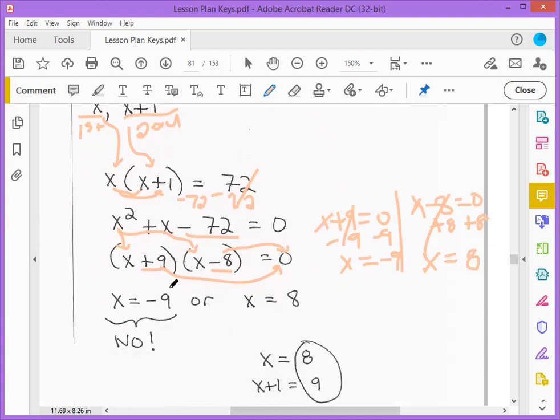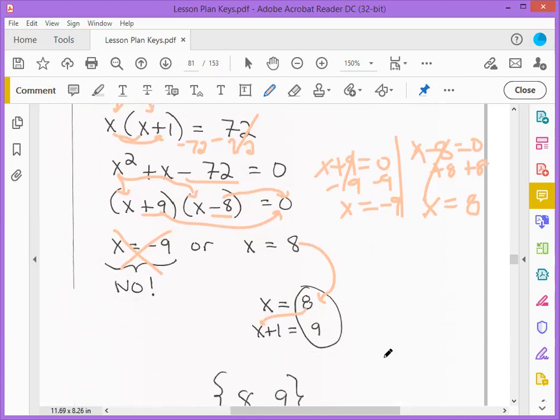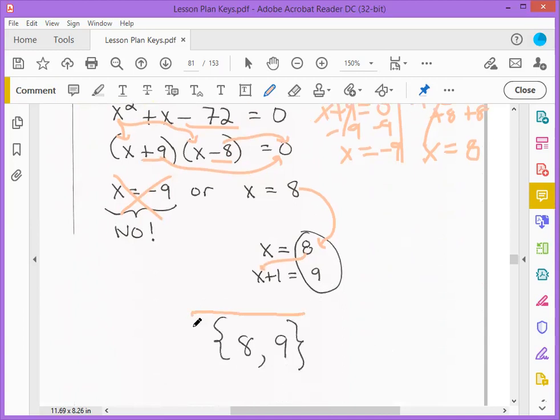So x equals negative 9. Again, that's not a positive integer. So that can't be one of our solutions. So x has to be 8. That's our first number. And then the second consecutive number, remember we just substitute 8 for x and we add 1. So our two numbers are 8 and 9.